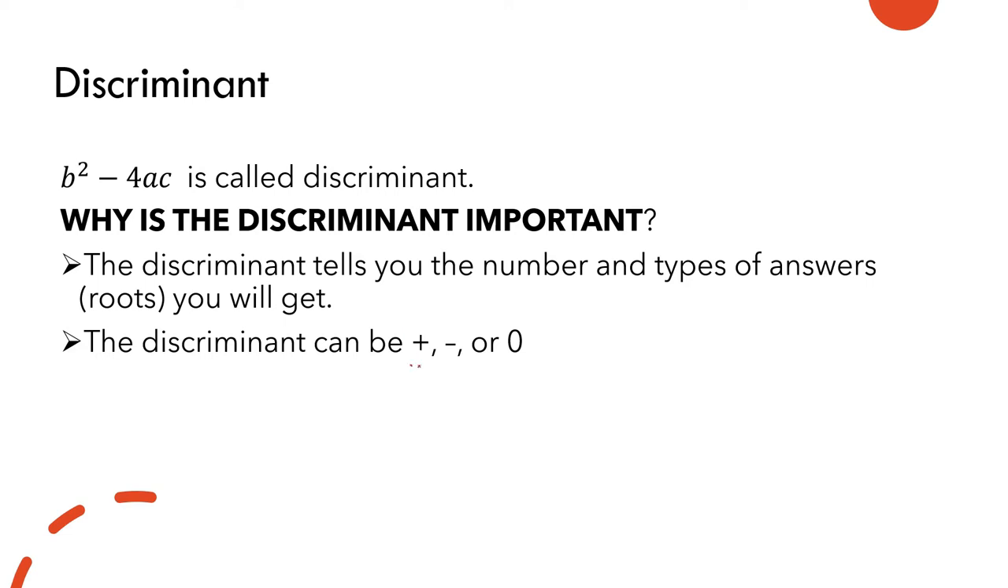The discriminant can be positive, negative or 0. Obviously when you solve any equation, you can get different answers, either a positive integer, a positive real number, or a negative real number, or a 0. Depending upon the value of the discriminant, we can predict the nature of the roots of a quadratic equation.